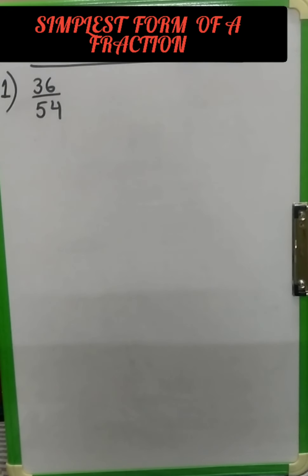Good morning, everyone. Today we are going to discuss a topic from fractions: how to find the simplest form of a fraction. I have taken the first example, 36 upon 54.